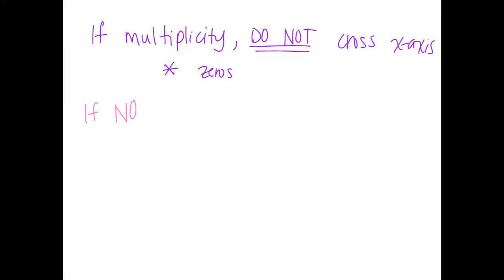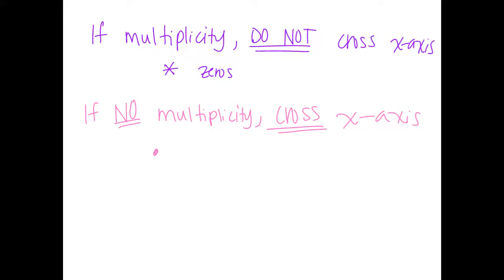If there's no multiplicity, we cross the x-axis, okay? So no multiplicity, I'm going to put a regular dot at the zeros. So the regular dots mean we're going to cross the x-axis. And the asterisks for the zeros mean we do not cross the x-axis because there's multiplicity, and it creates a maximum or a minimum. Okay? So asterisks mean do not cross, and regular dots mean we're going to cross the x-axis on the graph.